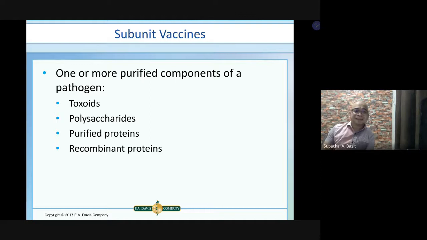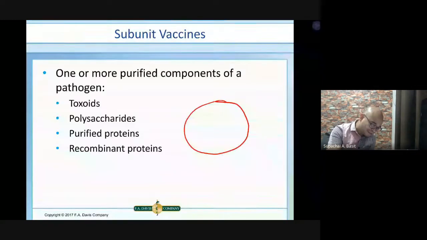So subunit vaccines are made up of one or more purified components of a pathogen. So let's say, for example, this is a virus.